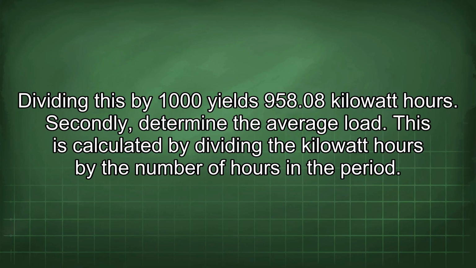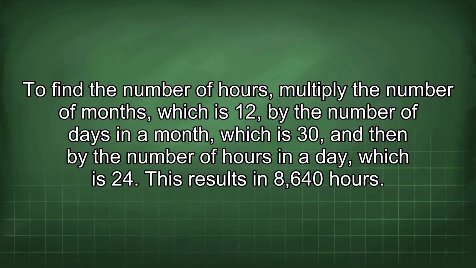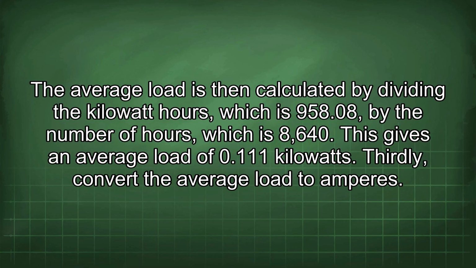Secondly, determine the average load. This is calculated by dividing the kilowatt-hours by the number of hours in the period. To find the number of hours, multiply the number of months, which is 12, by the number of days in a month, which is 30, and then by the number of hours in a day, which is 24. This results in 8,640 hours. The average load is then calculated by dividing the kilowatt-hours, which is 958.8, by the number of hours, which is 8,640. This gives an average load of 0.111 kilowatts.